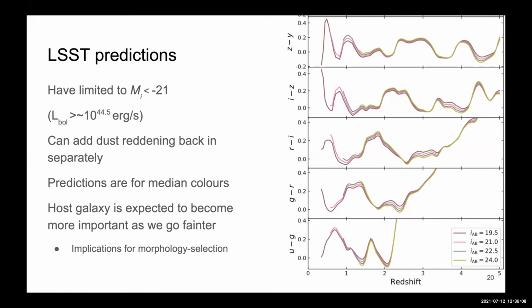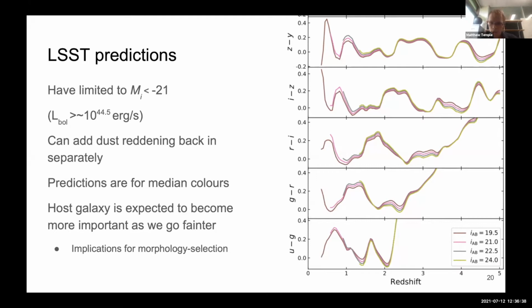Perfect, thank you. This gives us confidence that we can take our model and make predictions for Rubin LSST. We've only used objects that are brighter than an absolute i-band magnitude of -22 to constrain the model. So we've limited our predictions to that luminosity limit for now, which is about 10 to the 44.5 ergs per second.